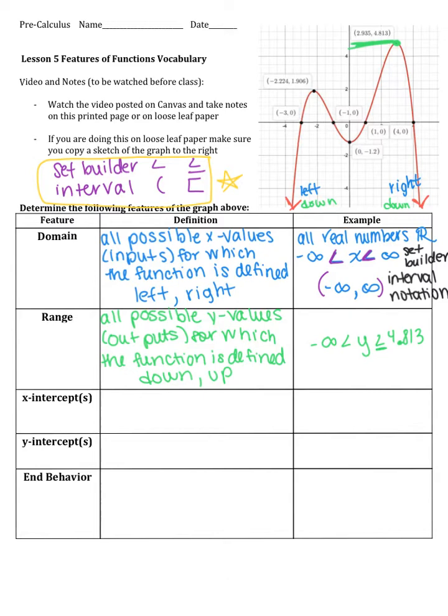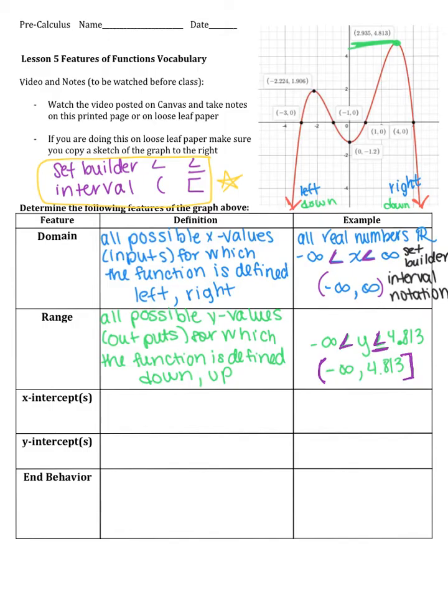Now, what does this mean in words? It just means that the range is all possible values between negative infinity and 4.813, including 4.813. How would we write that in interval notation? Well, we take out the variable and we just write the down and the up values with a comma between them. And then we decide if we need a parentheses or a bracket. Since the graph can never reach negative infinity and we have a less than there, we just need a parentheses. However, since this is less than or equal to, and the graph can equal 4.813, we put a bracket there.